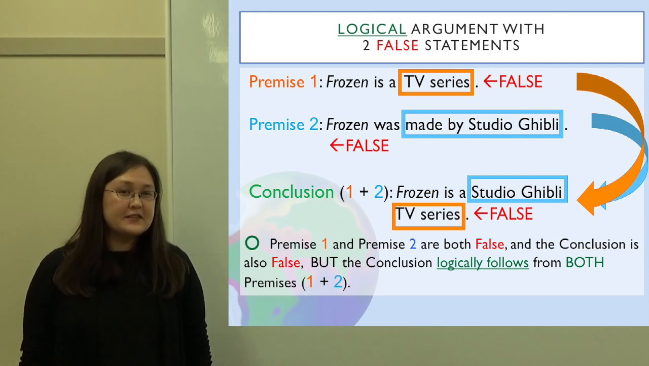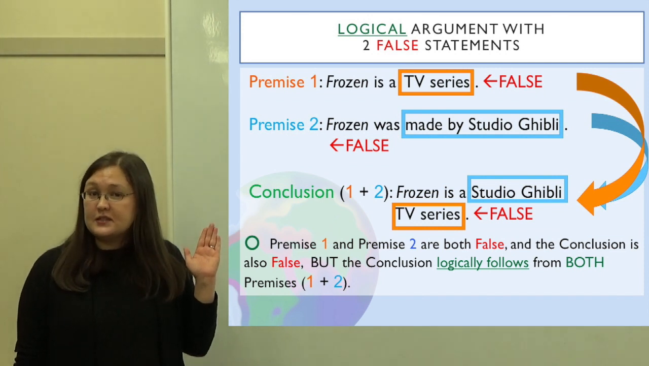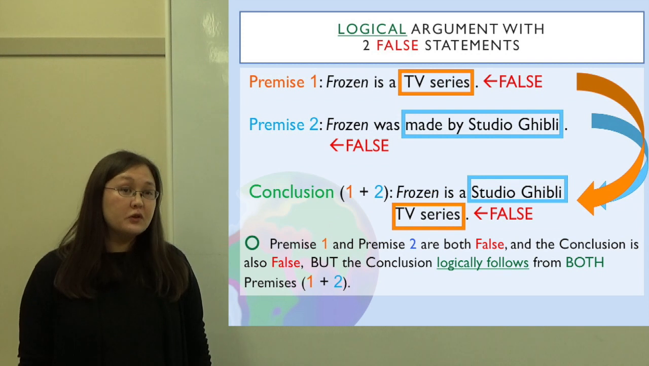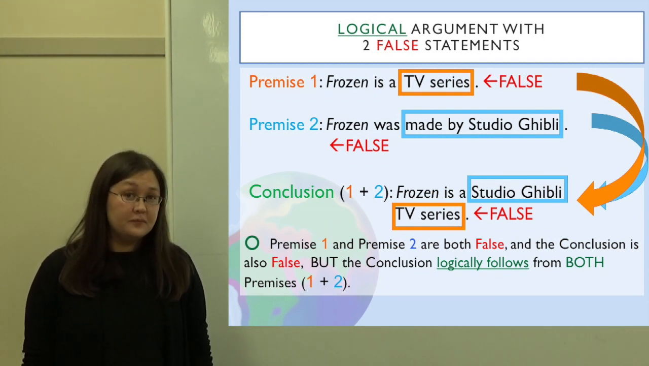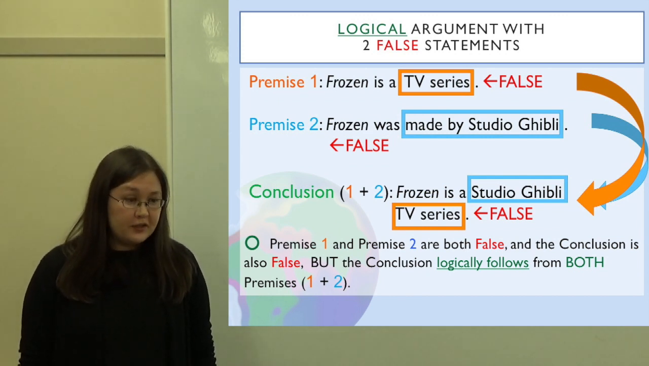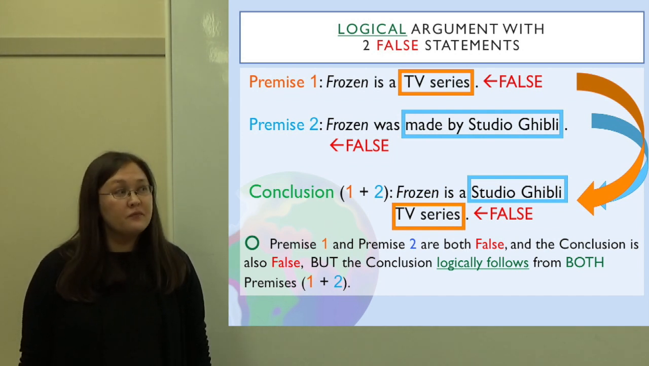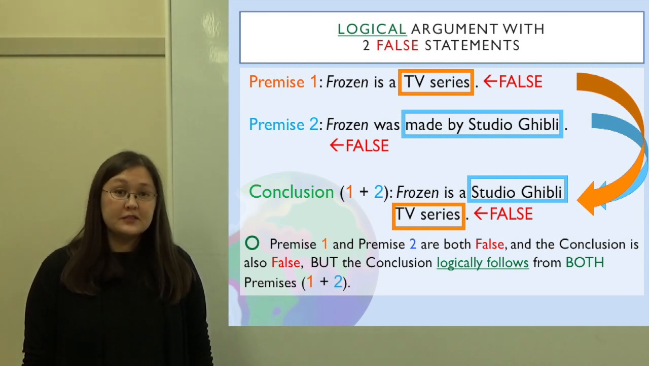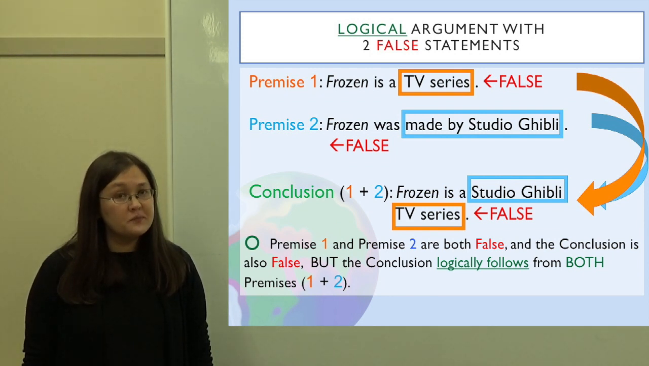So let's take a look at this kind of example. Here it says Premise 1, Frozen is a TV series. This is not true in the real world. In the real world, Frozen is a movie. There is no TV series, at least not so far. Premise 2, Frozen was made by Studio Ghibli. This is also false. We can check in the real world to make sure Frozen was made by Disney, and Studio Ghibli makes wonderful movies, but they do not include Frozen. So both of these statements are false.